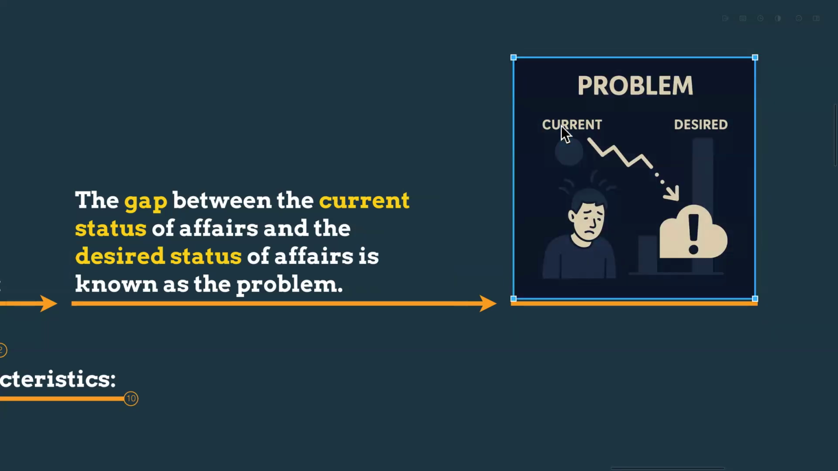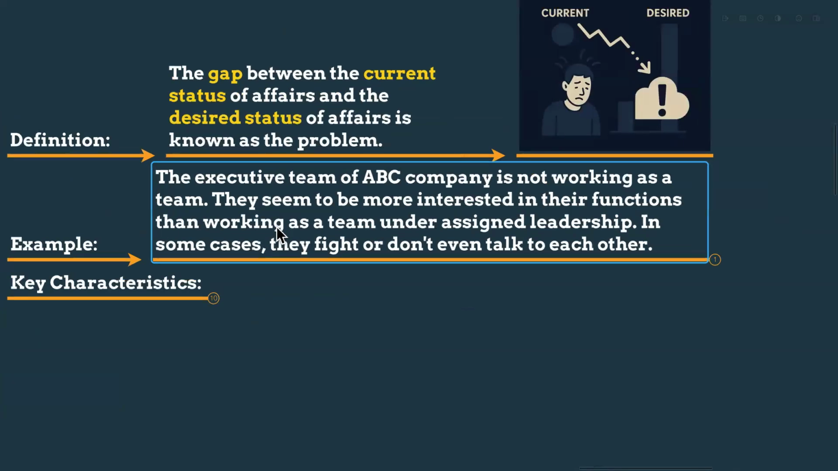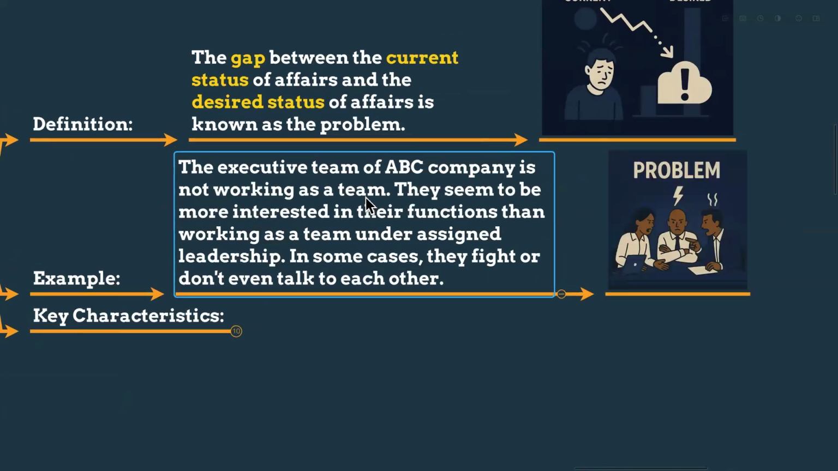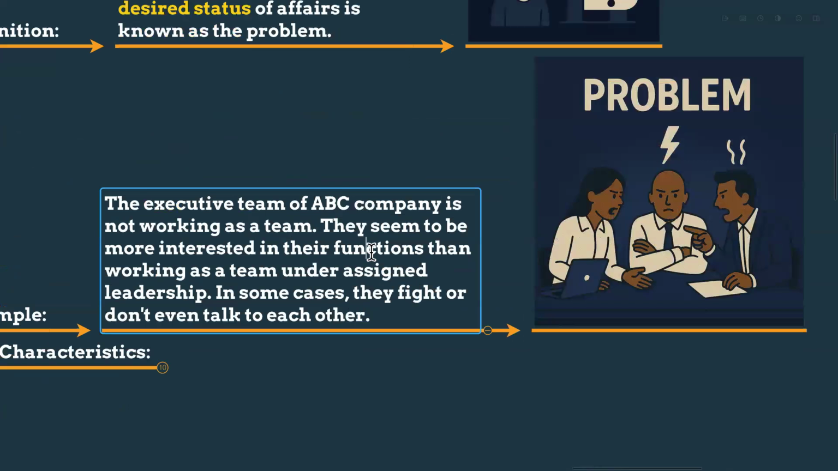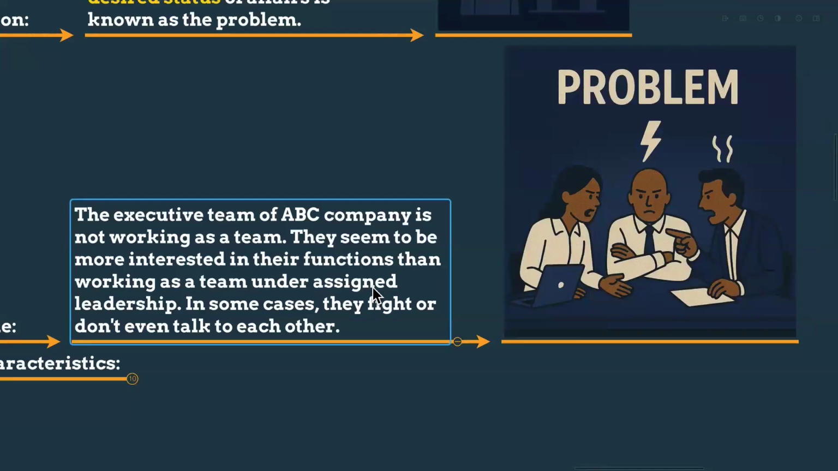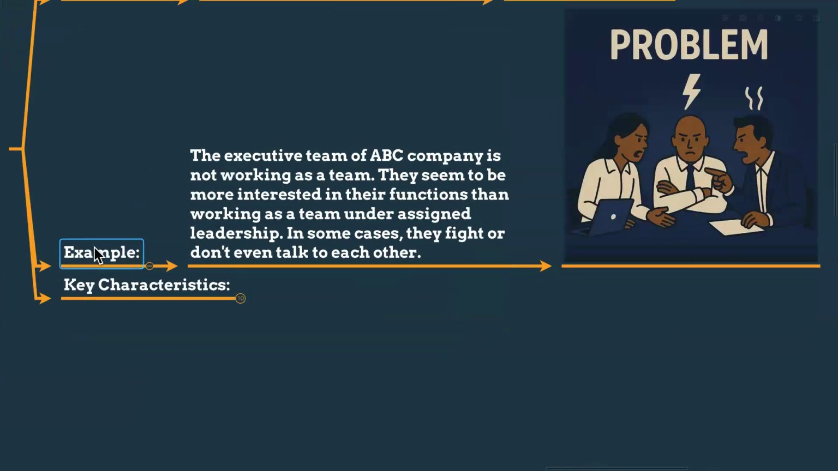So the problem is the gap between the desired results and the current results, right? I'm giving an example here. The executive team of ABC company is not working as a team, right? They seem to be more interested in their functions than working as a team under assigned leadership. In some cases, they fight or don't even talk to each other. This is a problem normally in every team, my dears. They don't like to work together as a team. They are happy with doing their own things. So in companies, these are the problems you're identifying.